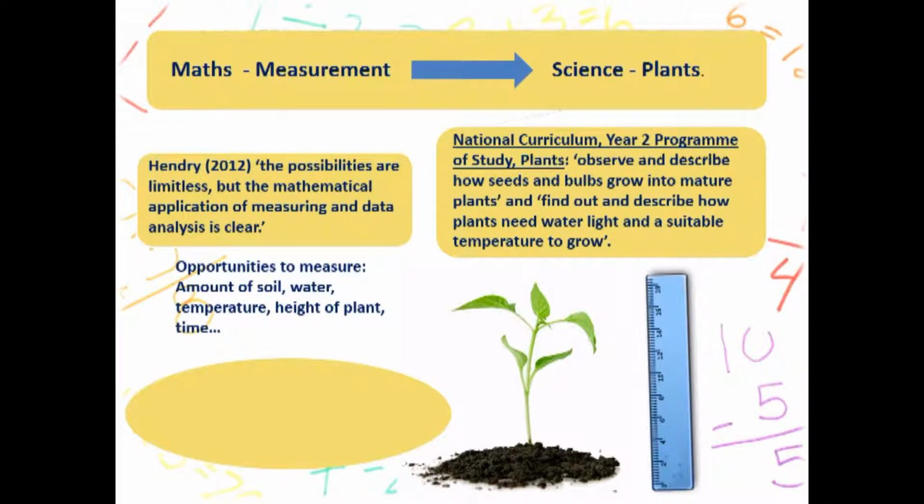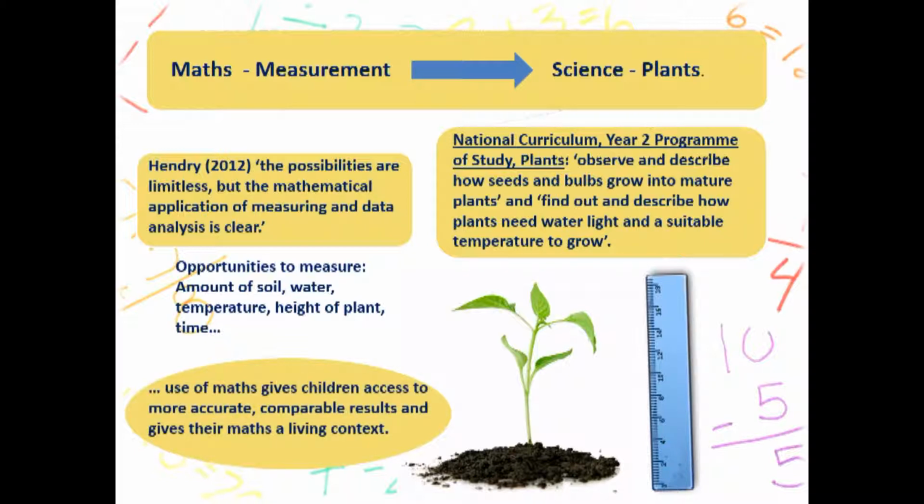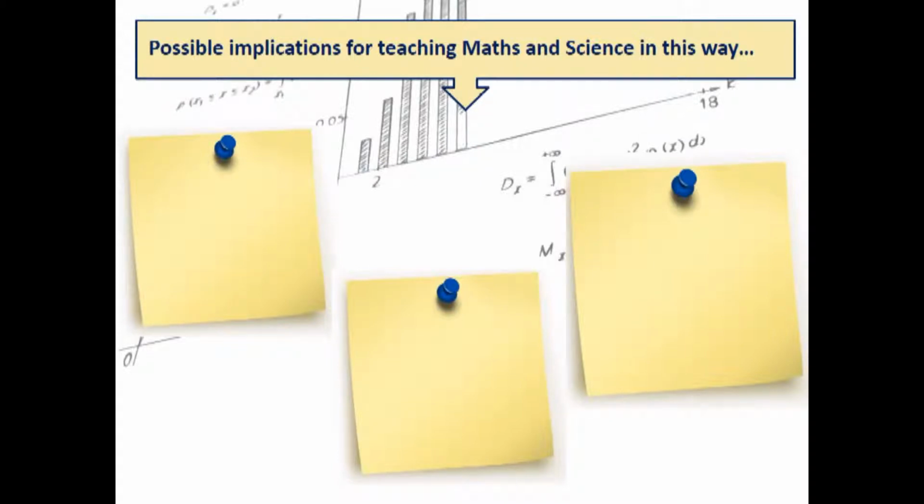need water and light and a suitable temperature to grow, and also how seeds and bulbs grow into mature plants. Children can describe these circumstances without mathematics, however, the use of maths gives children access to more accurate, comparable results and gives their maths a living context. So, authentic overlaps in the maths and science curriculum are clear.